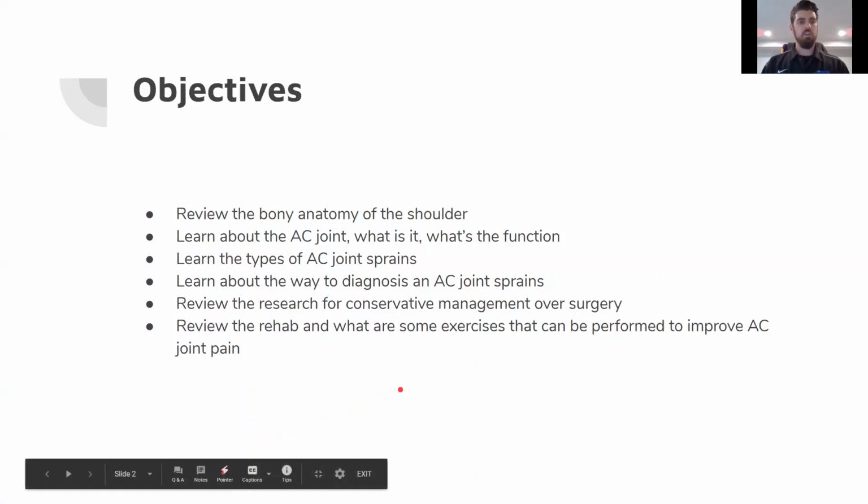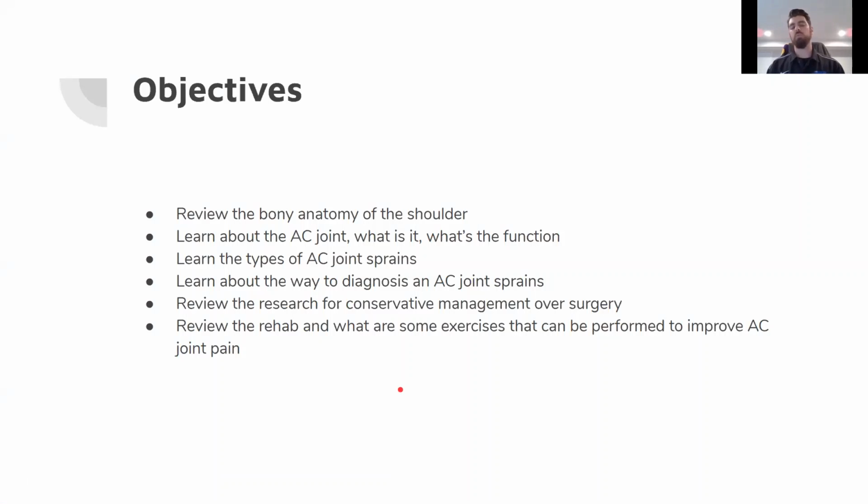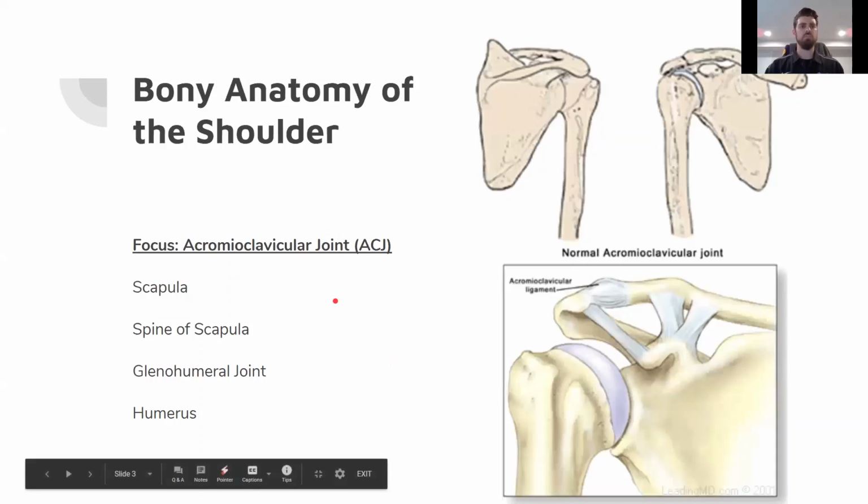If we look over the objectives, we're going to review the bony anatomy of the shoulder. We're going to learn about the AC joint, what it is and what its functions are, learn the types of AC joint sprains, learn how to diagnose an AC joint sprain, review the research for conservative management over surgery, and then talk about a few exercises you can do if you're focusing on improving AC joint pain. First thing we're going to do is look at the bony anatomy of the shoulder.